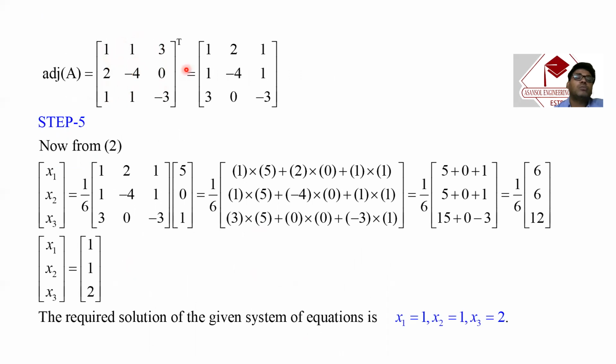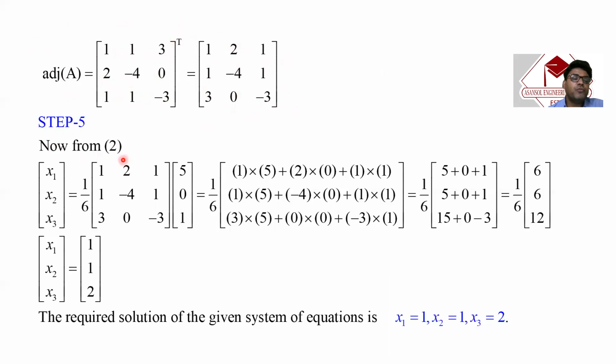So already you know how to calculate A transpose. Suppose one matrix is given and you want to find its transpose. Then what do you do? Your row you have to write as a column: 1, 1, 3 written as a column 1, 1, 3. 2, minus 4, 0 as a column. 1, 1, minus 3 as a column. So this is our adjoint. Clear?